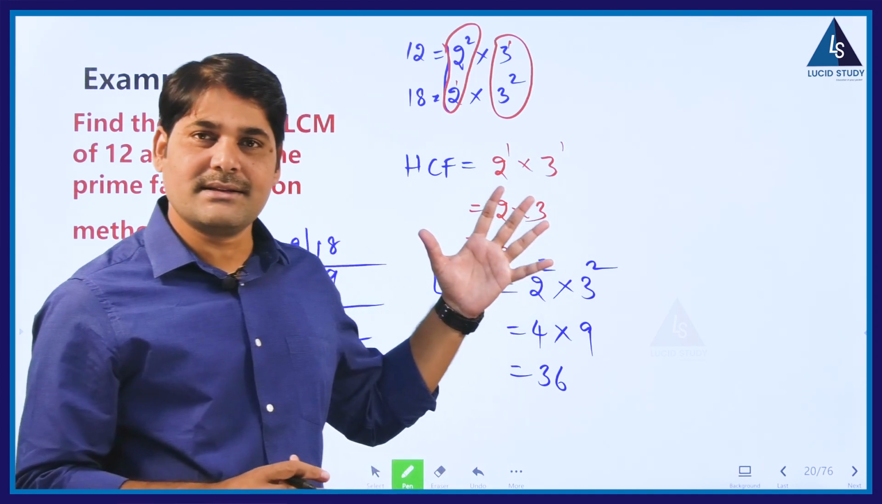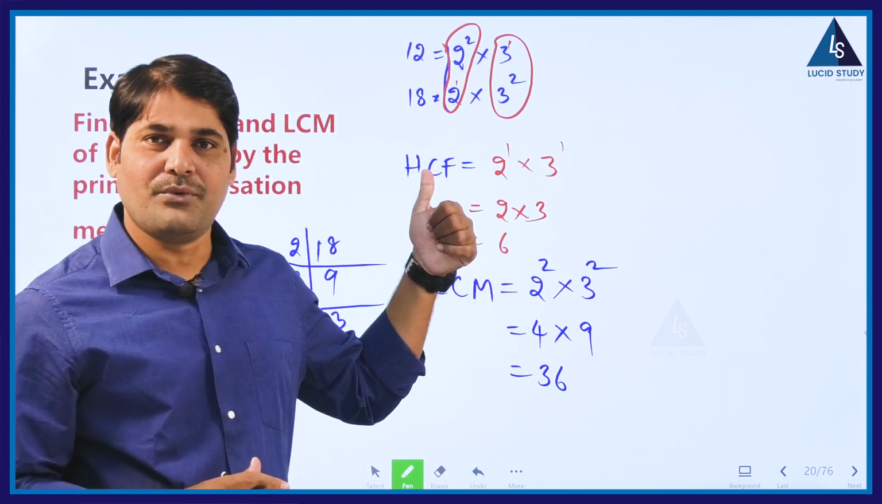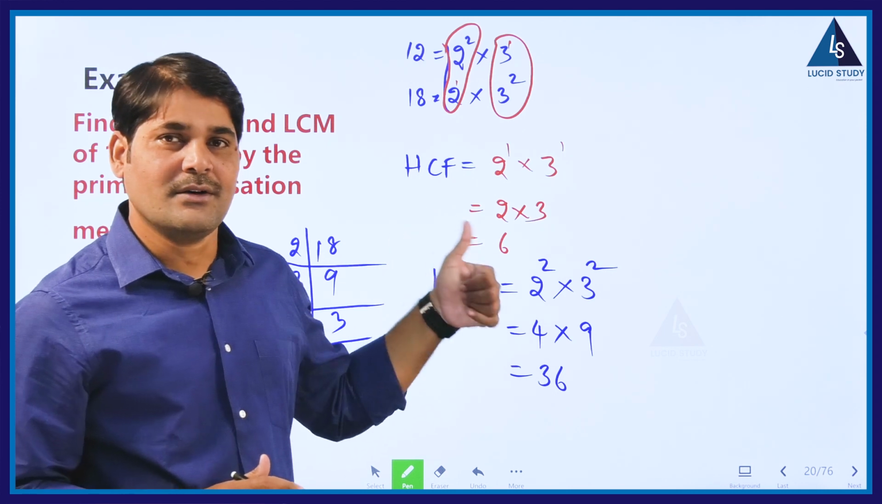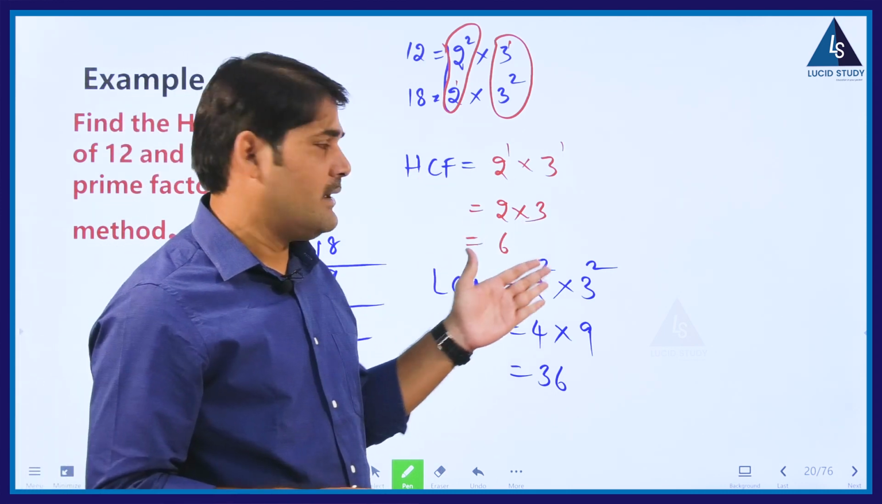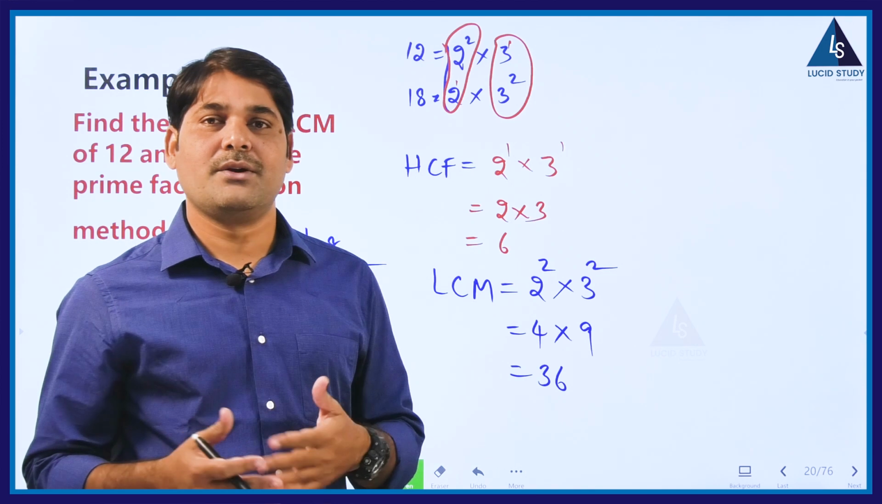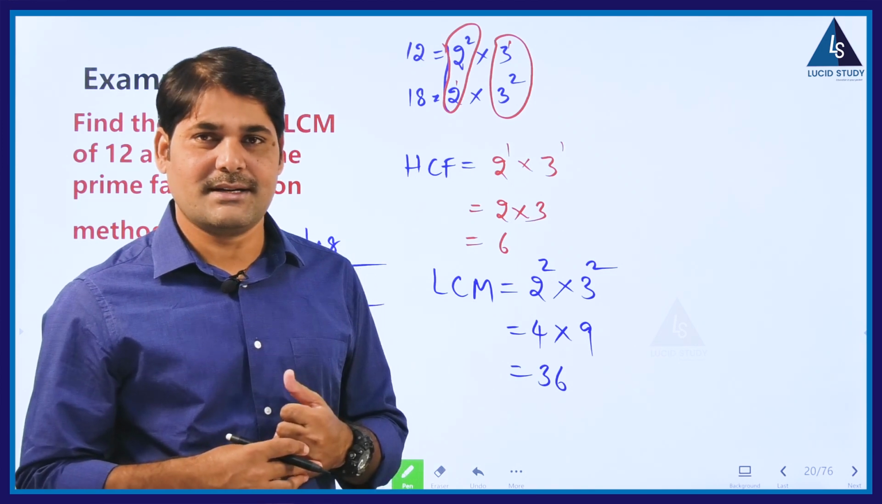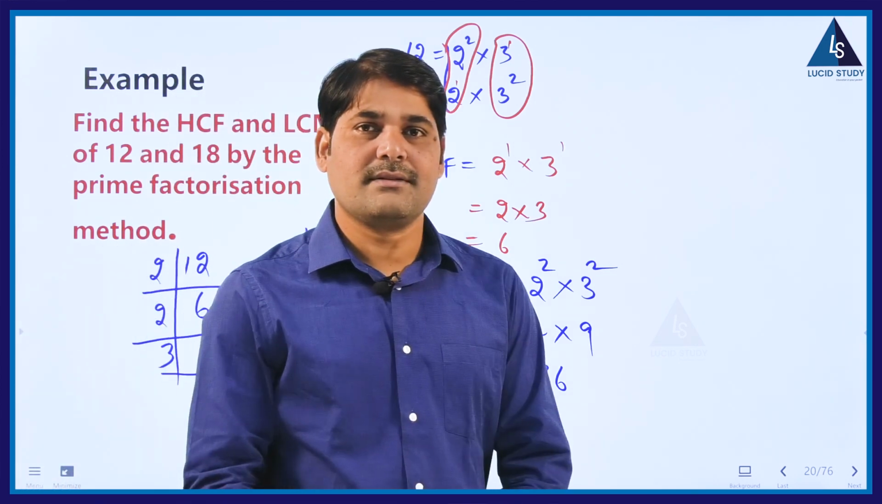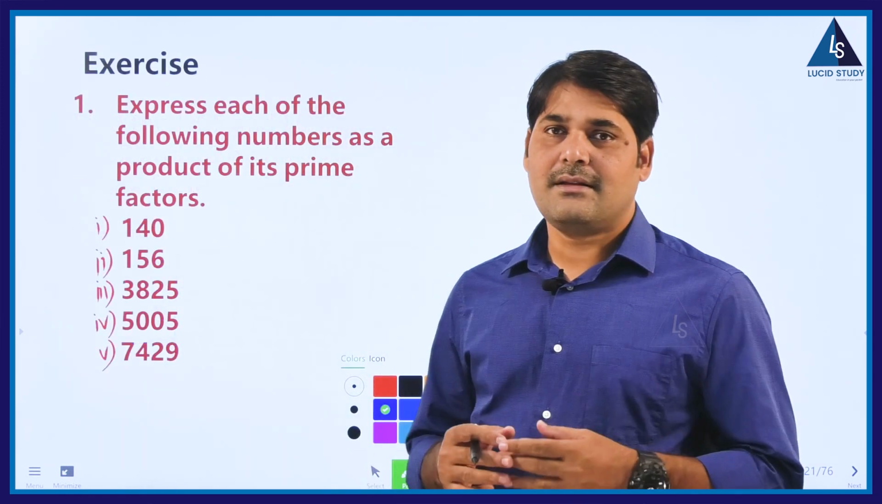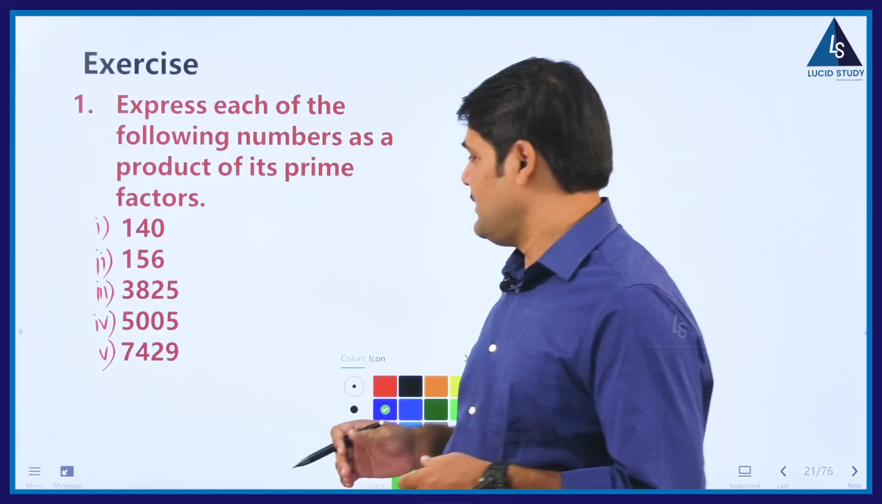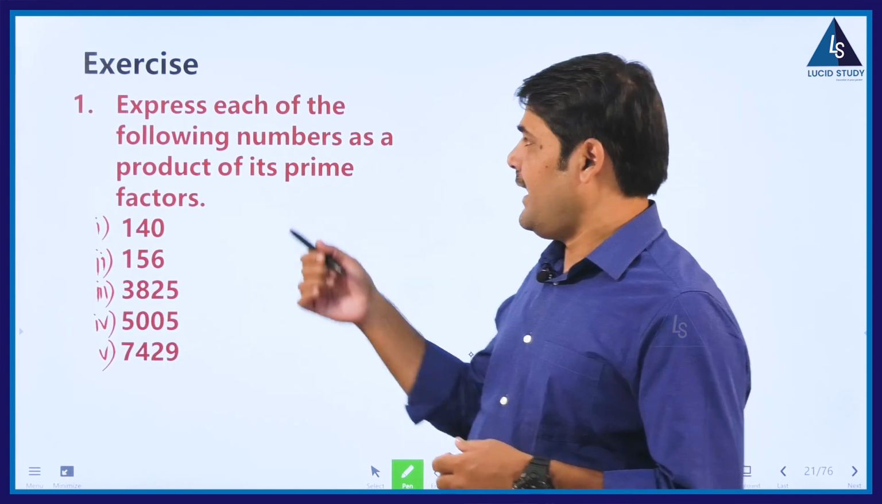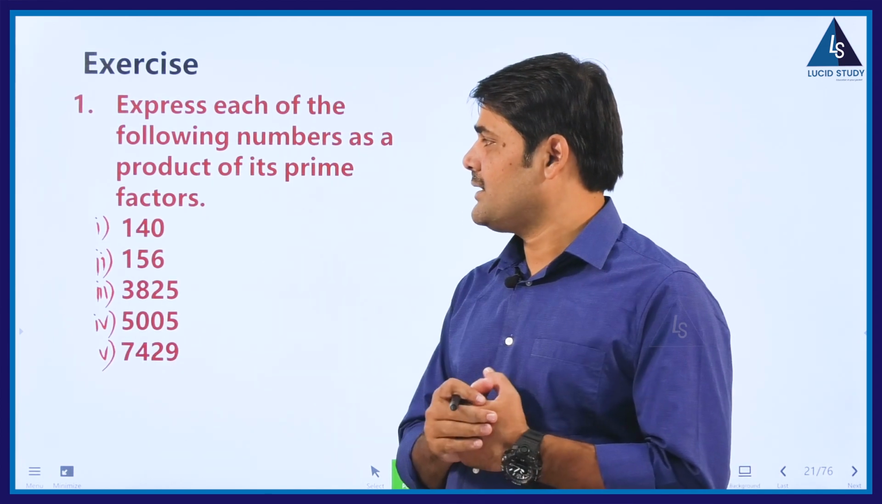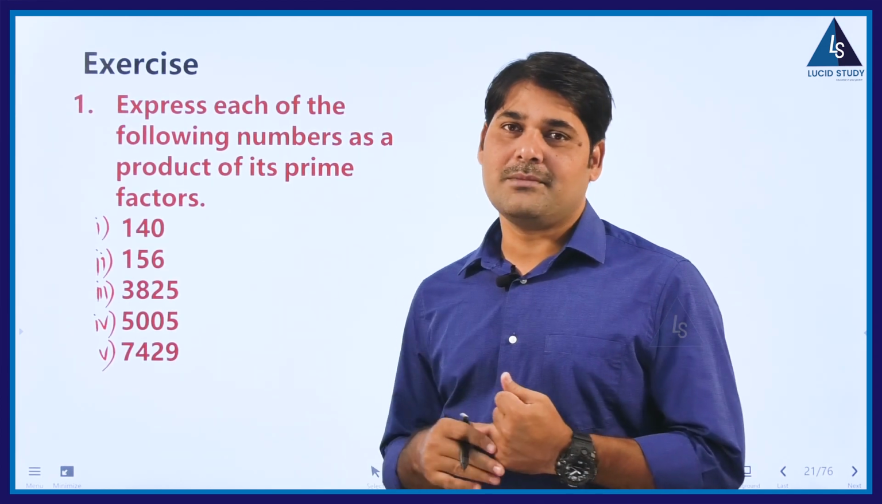Prime factorization came from where? The fundamental theorem of arithmetic. From that we are able to find HCF and LCM of the given two numbers. Understand, children? Right. We will discuss the next question. Now let us discuss exercise problems based on this. The first question is: express each of the following numbers as a product of prime numbers.